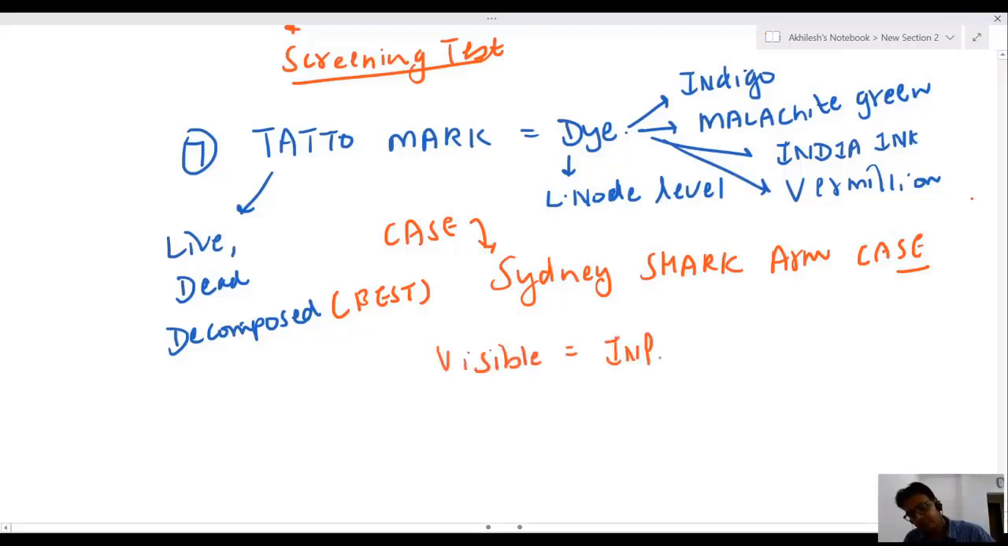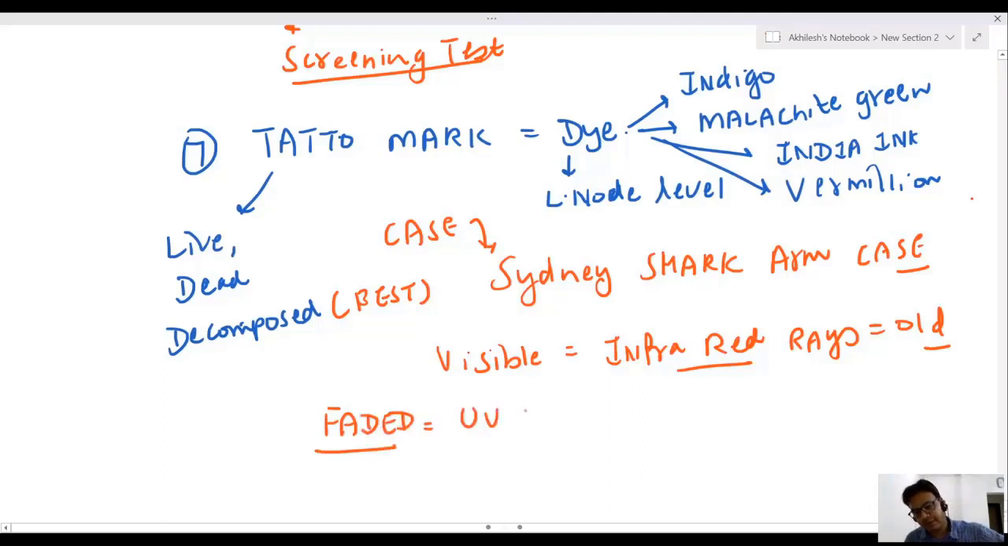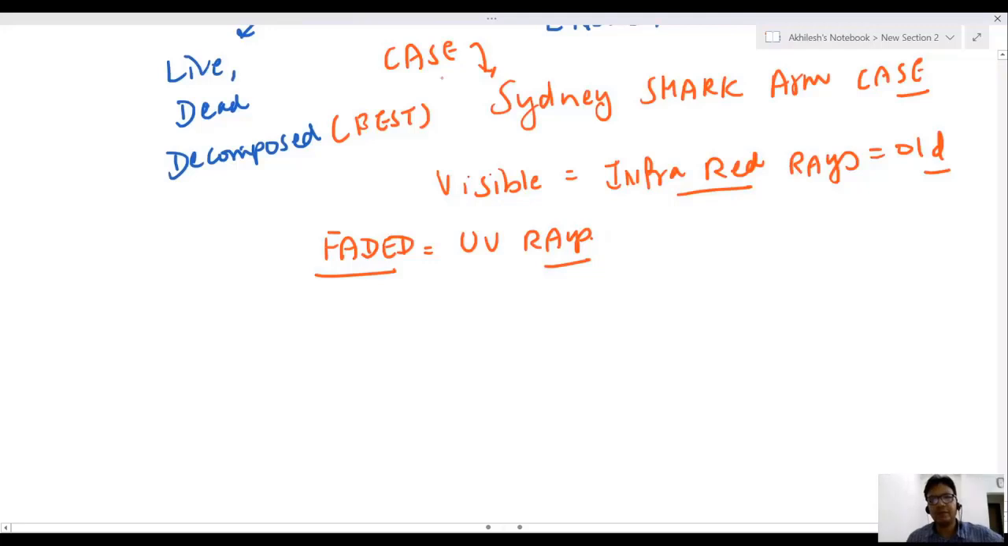How do we make a tattoo mark visible? We use infrared rays. Infrared rays are used for old tattoo marks. For faded tattoo marks, we use ultraviolet rays. This question comes in the exam.